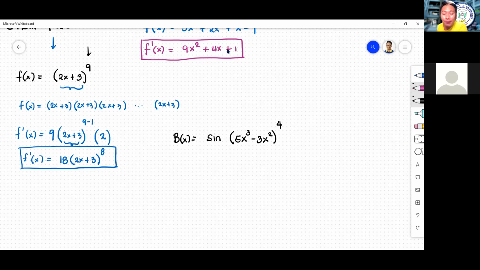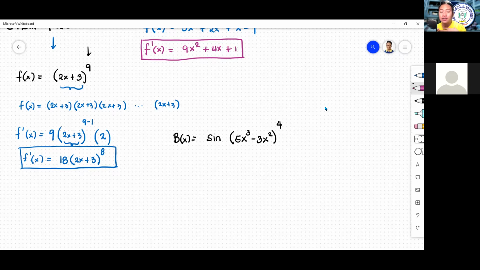Just like this example that you see on your screen here, guys, I wrote sine of 5x cubed minus 3x squared raised to the power of 4. This is a whole trigonometric term. The companion of sine, guys, is what is on its right side. Okay? So we cannot do it like this. It's not possible.